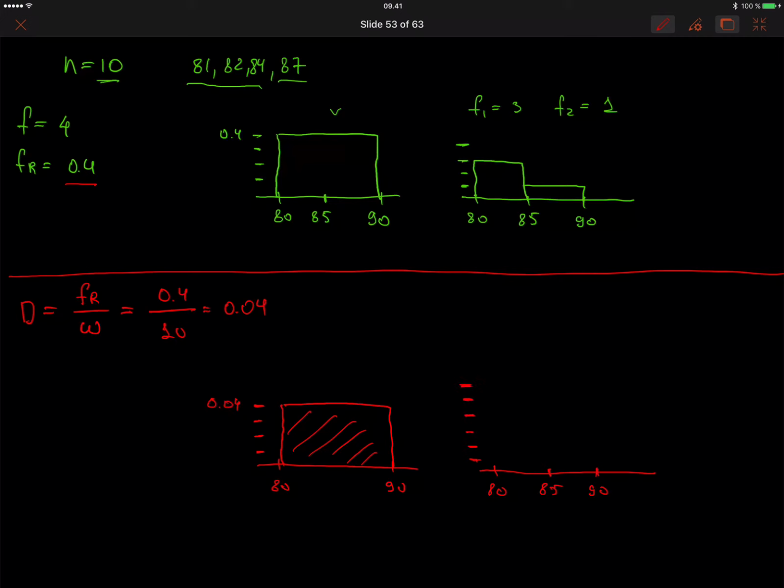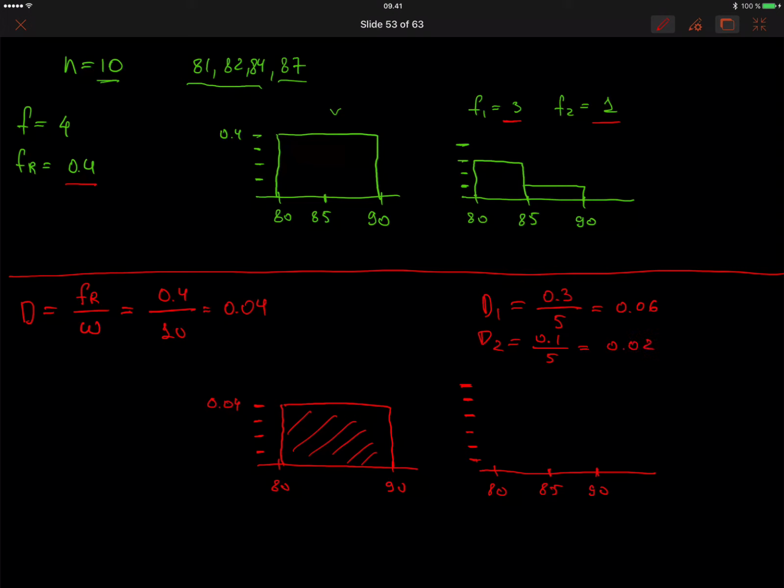So what will be the density for the first bin? Well, we know that the frequency was 3, so the relative frequency is 0.3. So the density d1 will be 0.3 divided by 5. Now you see that the width of the bin is twice smaller. It's not 10 anymore. It will be 5, which gives us 0.06. The second density: the frequency is 1, the relative frequency is 0.1, divided by the same width of the bin, which gives us 0.02.